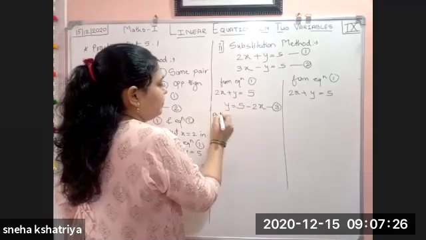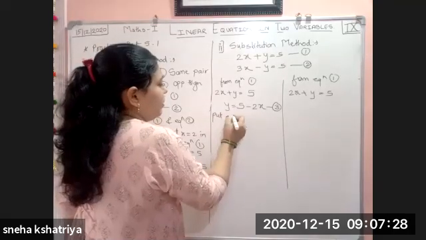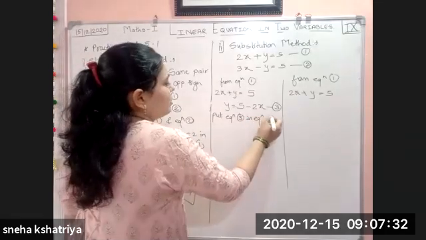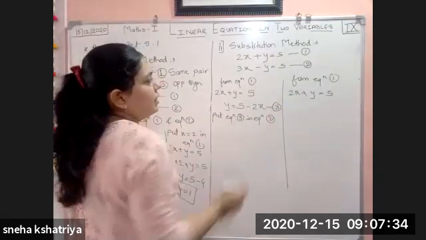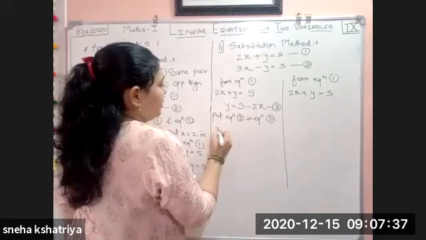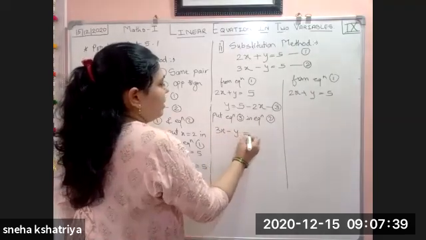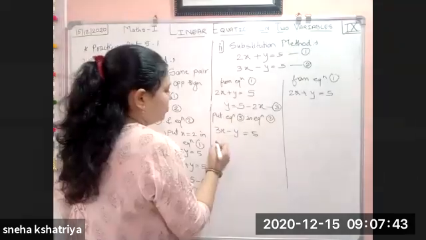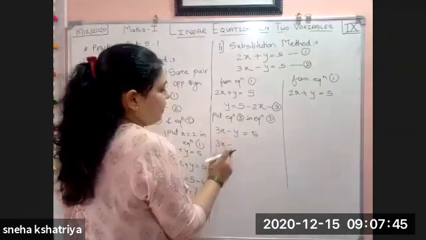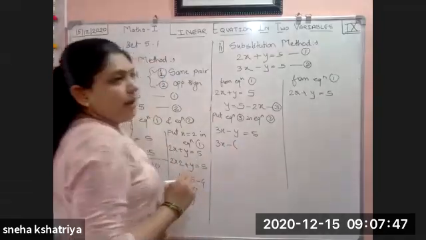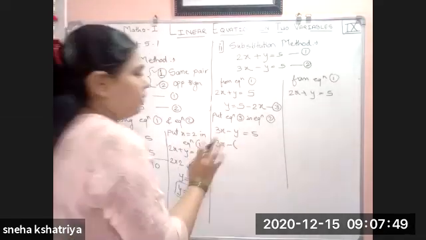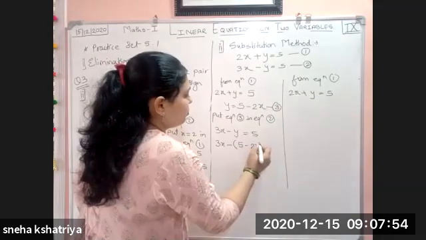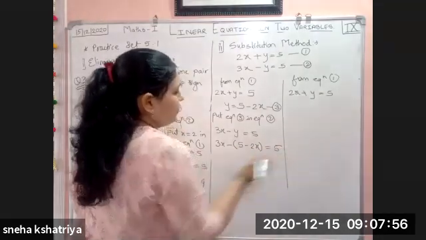So put equation 3 in equation 2. This equation 3, put in 2. So what we get? 3x minus y is equal to 5. This is equation number 2. Now put the value of y. So we get 3x minus. See, minus sign is there. So whatever the value we are going to put in a bracket. So the value is 5 minus 2x, which is equal to 5.